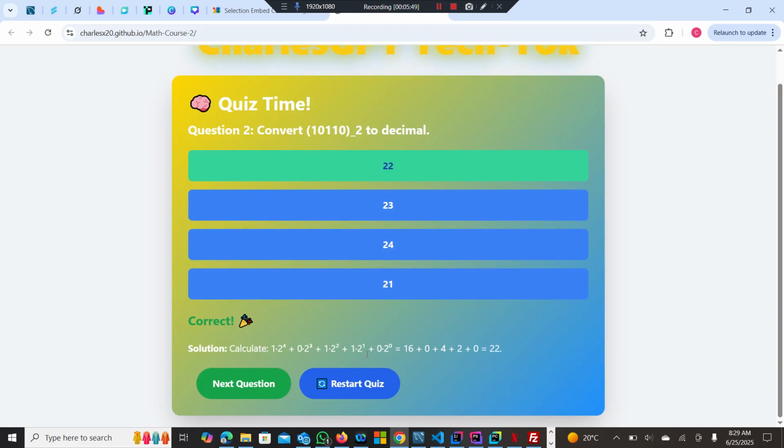Okay, so you can see the solution here. Anywhere you see this dot, it means multiplication. In the computer industry we use a dot for multiplication, not the normal x. So you can see how to convert this to decimal: 10110, you multiply by 2.